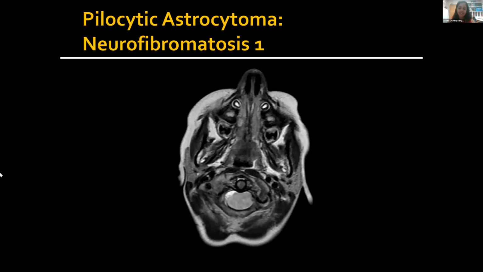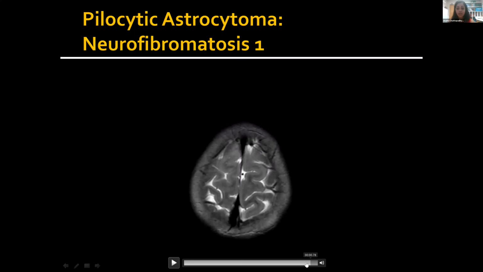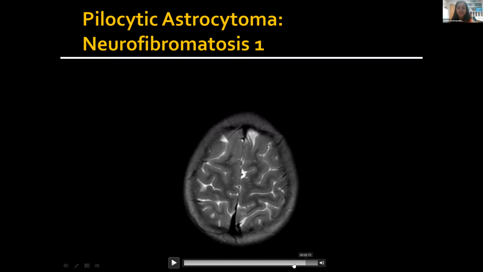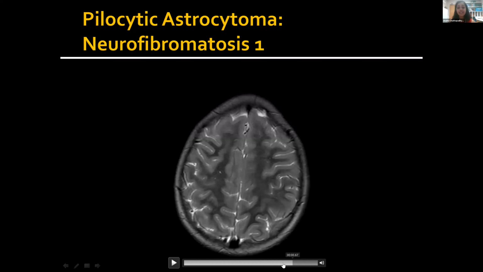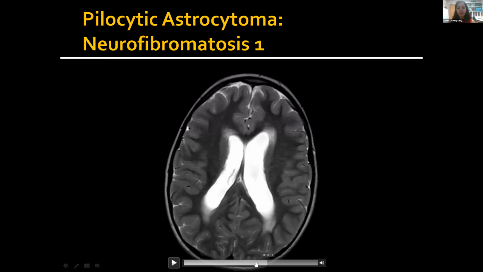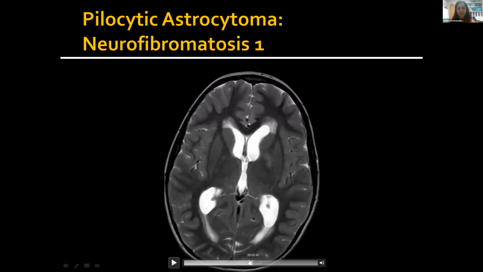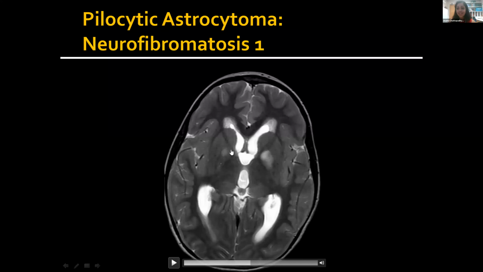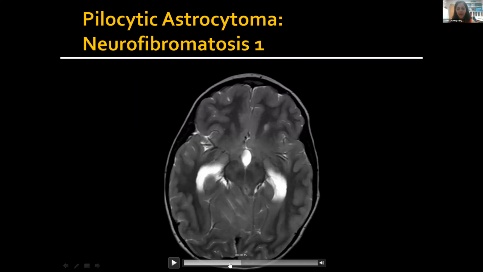I'm quickly going to discuss NF1. I'm not going to spend a lot of time on it because we are due to have a talk on phacomatoses in the next few weeks. But there's an association of pilocytics with NF1, and the other imaging features that you should be looking for are areas of T2 hyperintensity, foci of abnormal signal intensity. They tend to occur in the globus pallidi, as well as in the posterior fossa.